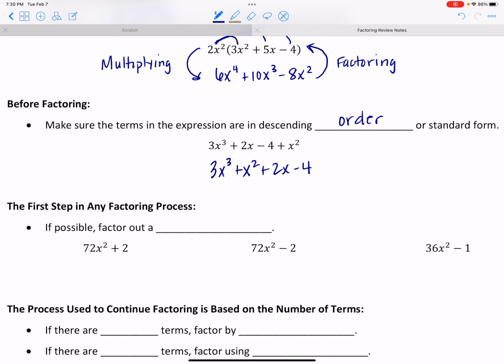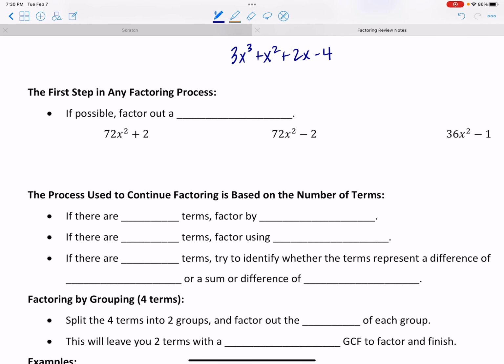Now, when we're ready to start factoring, the number of terms in the expression is going to dictate how we factor, but regardless of the number of terms in your expression, the first step in any factoring process is, if possible, to factor out a greatest common factor. And we saw this a little bit with our phase shifts. Remember, we had, let's say, 2x minus pi in the standard form of one of our functions. We would have to factor out the 2 and make that x minus pi over 2 to actually see the phase shift. So that's the process of factoring out a GCF. It's the first step in any type of factoring process.